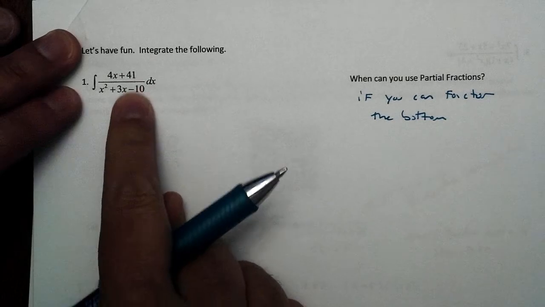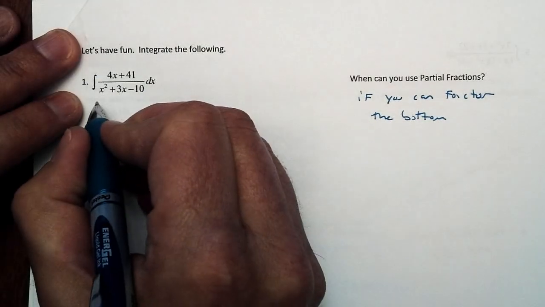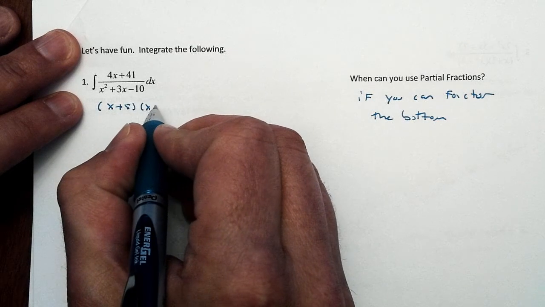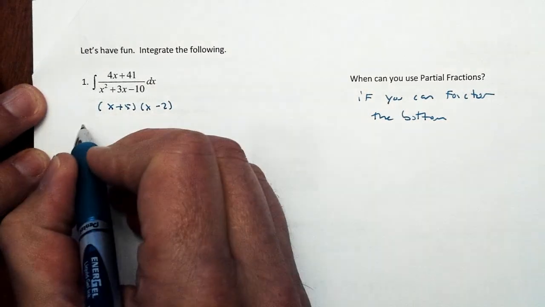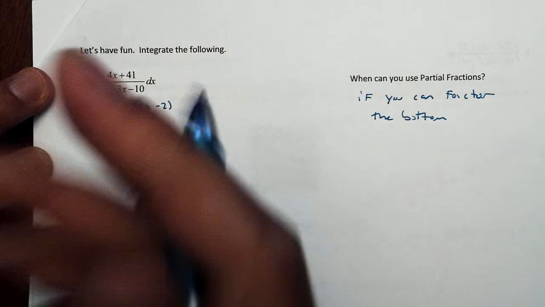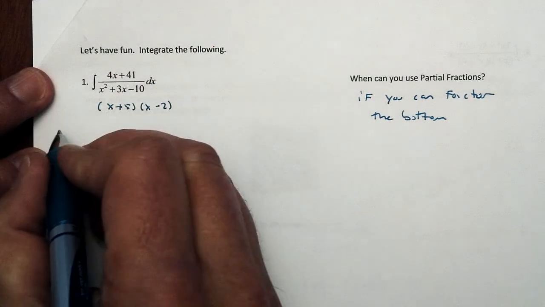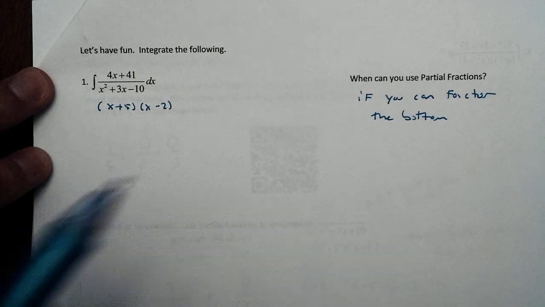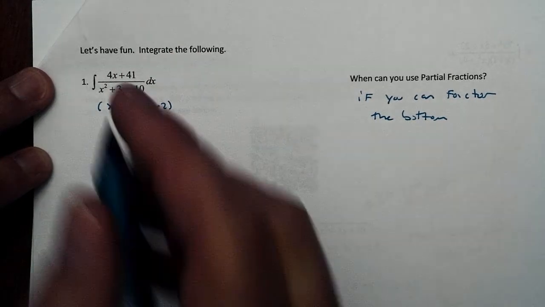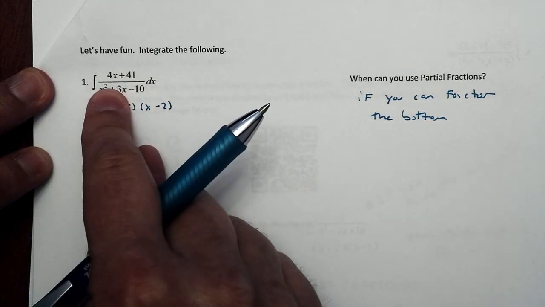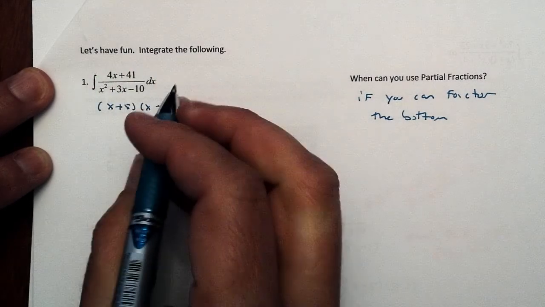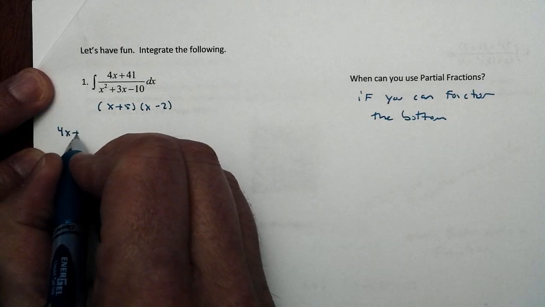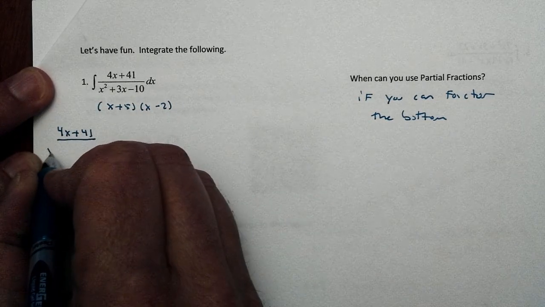So if I take a look at this example right here, I know I can factor the bottom. This becomes x plus 5, x minus 2. So I can write this using partial fractions. This is the only complex part of the entire lesson for today, the pre-calc. The calculus is pretty easy. We have to write this as a sum of two different fractions. So we have to decompose the fraction. To do that, we're going to use our algebra skills that we learned last year in pre-calc.